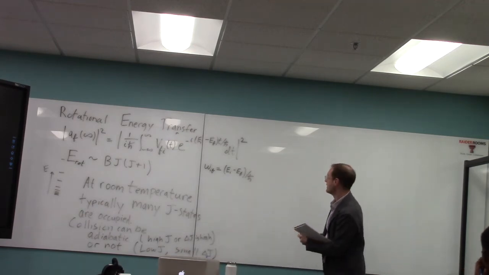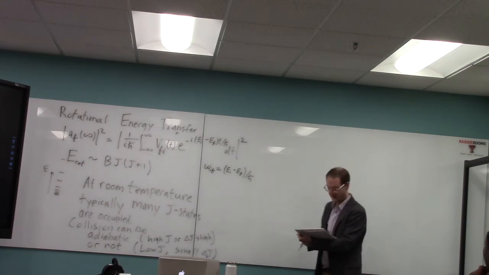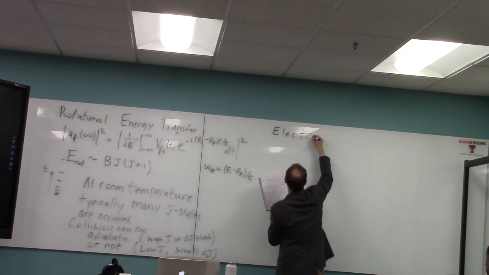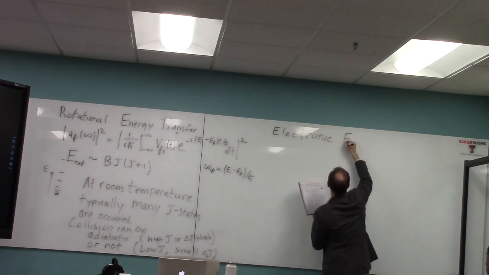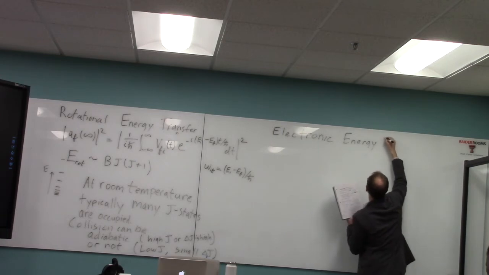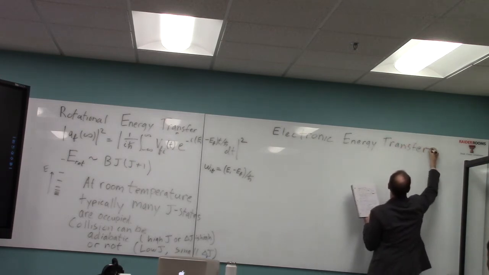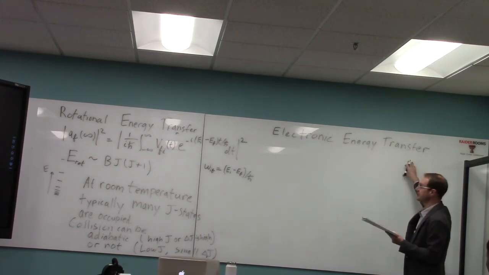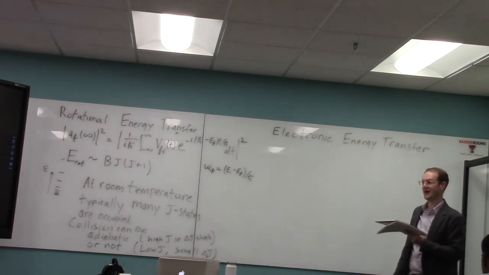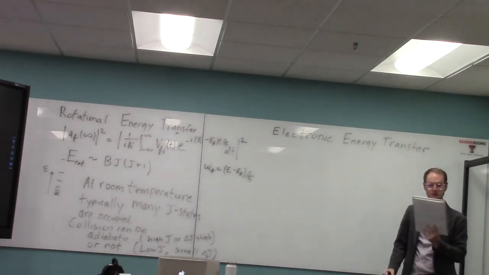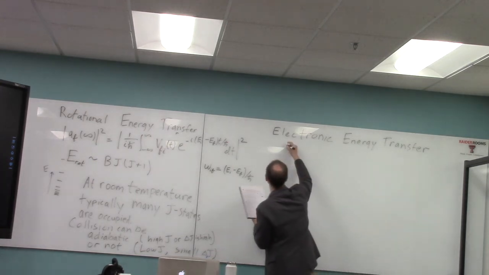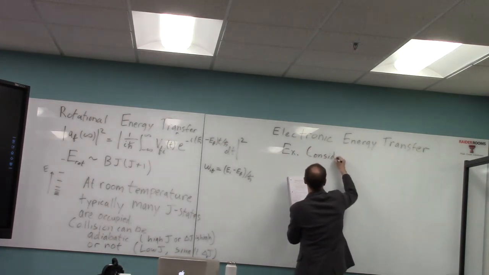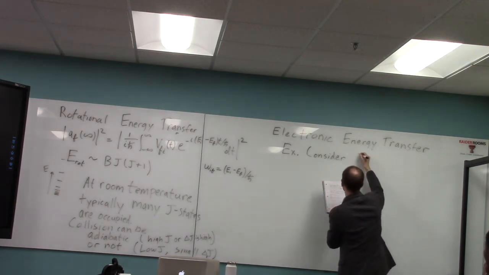Okay, so our final topic for this section on energy transfer is going to be electronic energy transfer. And in order to illustrate electronic energy transfer, so that's transfer between electronic energy and translational energy during a collision, we'll consider an example, where we have two excited states of the calcium atom.